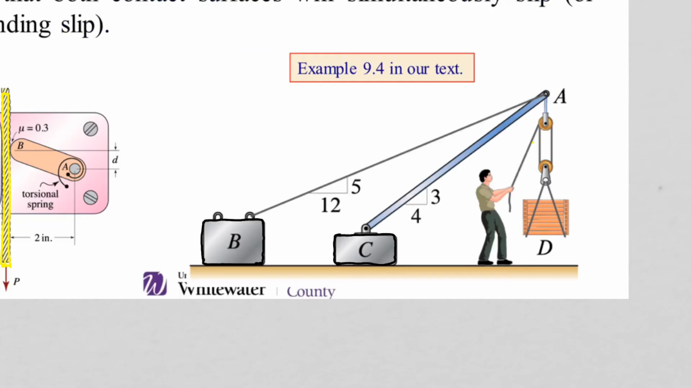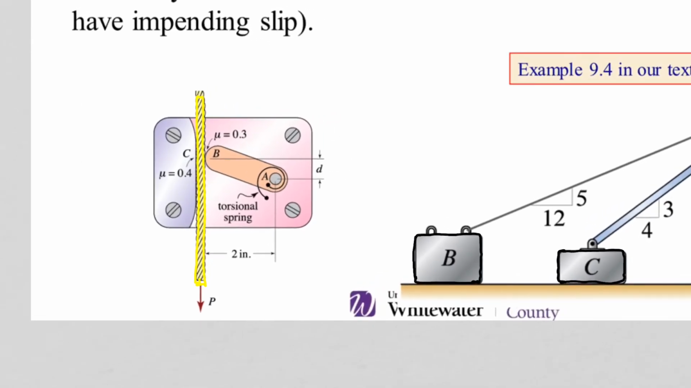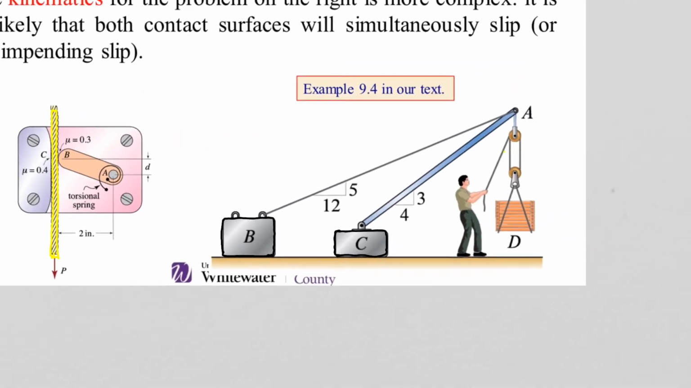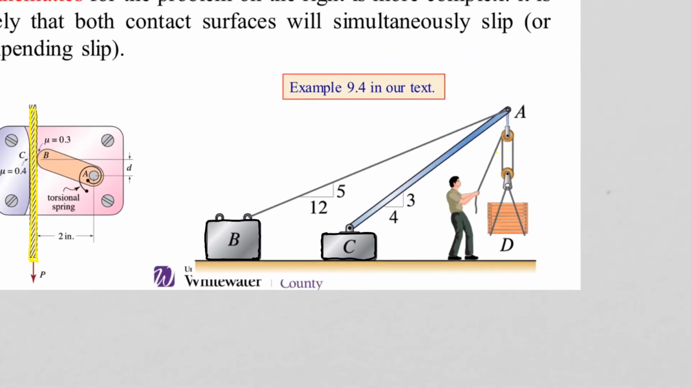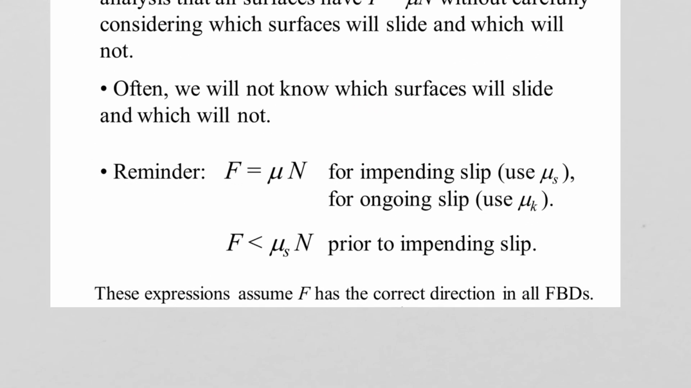Of course, that is the case in the one on the left. They both have to slide, right? Both at B and at C have to slide simultaneously, but that is not the case with the one on the right. So most of the time with cases of multiple contact surfaces, like the example on the right, we don't know which surface will slide and which one won't. So how do we deal with that?